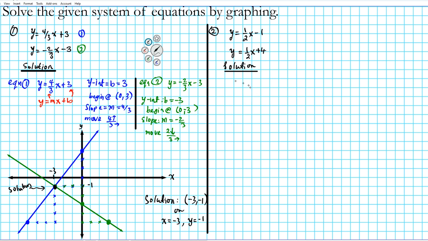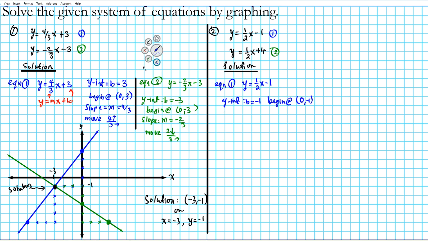All right, so let's take a look at what that looks like graphically. Let's label the lines again. That's equation 1 and equation 2. Okay, so let's start with equation 1. Let's make equation 1 blue. So equation 1, we have the equation y is equal to 1/2 x minus 1. So with this particular one, our y-intercept b is negative 1, right? So we're going to begin at the point 0, negative 1.